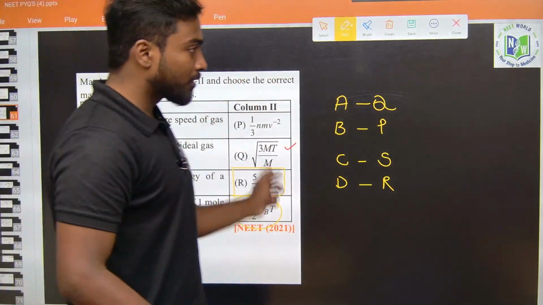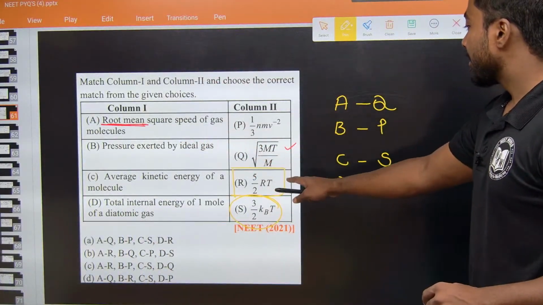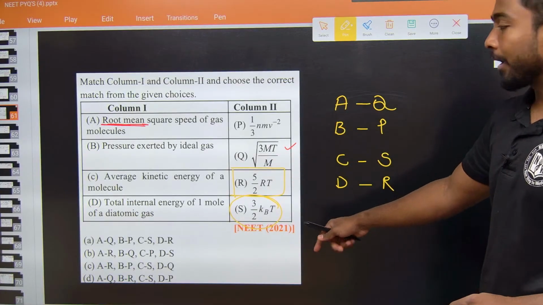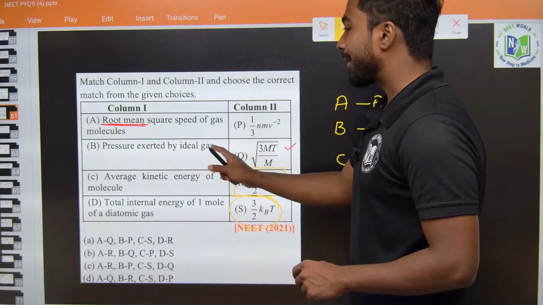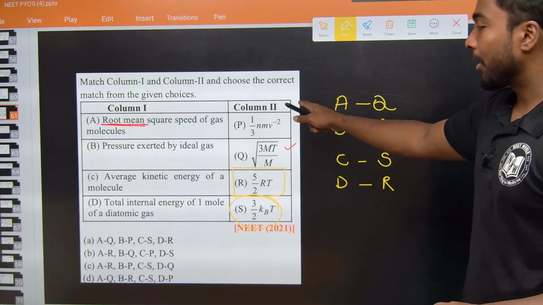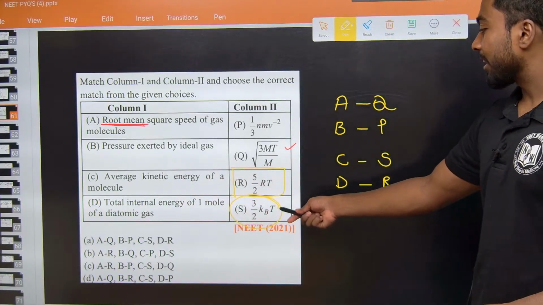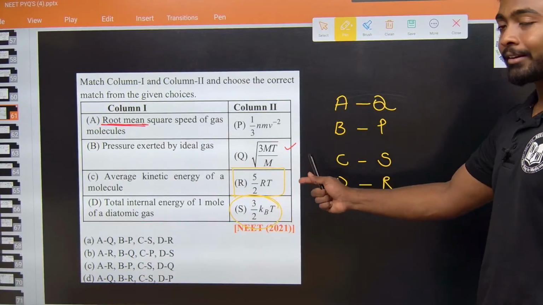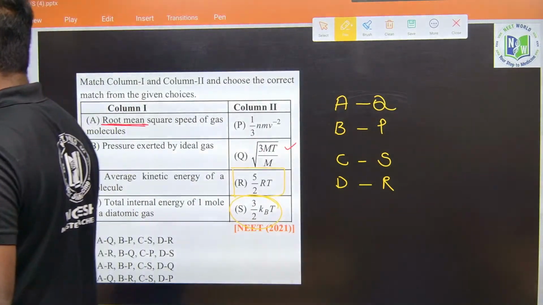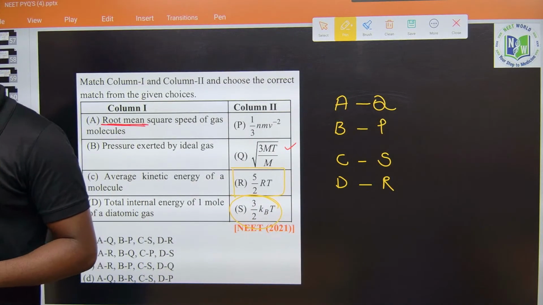So remember these formulas. Root mean square speed of a gas molecule is root of 3 kT by m. Pressure exerted by gases is 1 by 3 N m v power minus 2. Average kinetic energy of a gas molecule is 3 by 2 kT, and total internal energy is 5 by 2 RT. Can we go for the next question? We'll go for the next question.